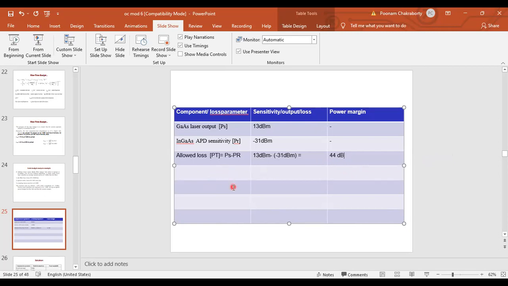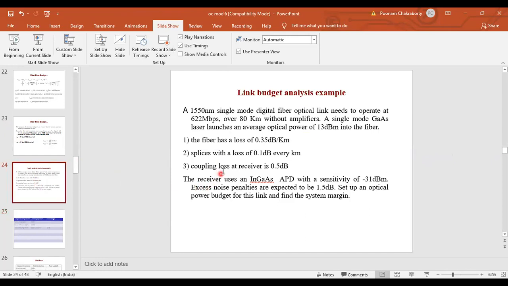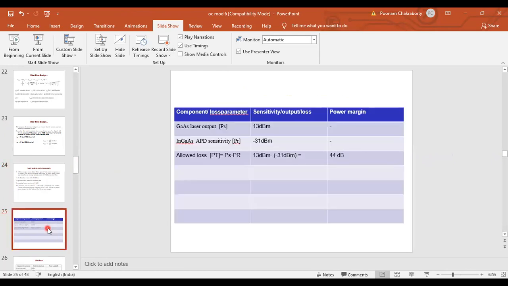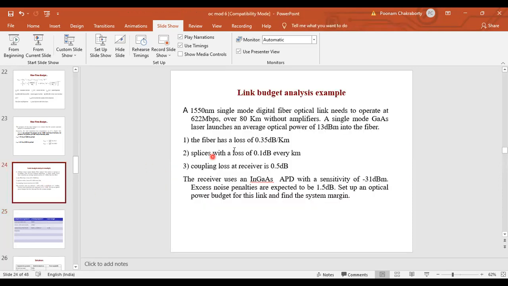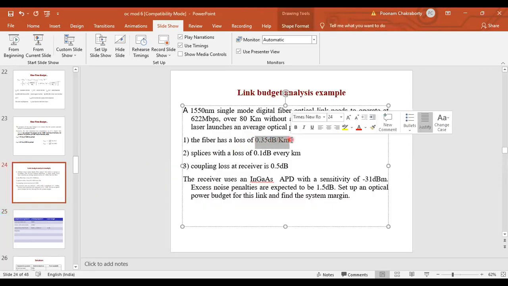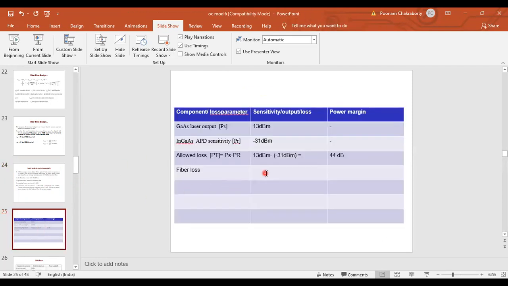So from now, this PT, I will keep on subtracting all the losses that are mentioned over here. So if you just see the question first, the fiber has a loss of 0.5 dB per kilometer. Okay, so first component I include as fiber loss. Just a question diya hua hai, I am including that. So fiber loss, which is mentioned as how much? I just copy 0.5 dB per kilometer and I have 80 kilometers. So here I just paste it and then I multiply it by 80 kilometer.